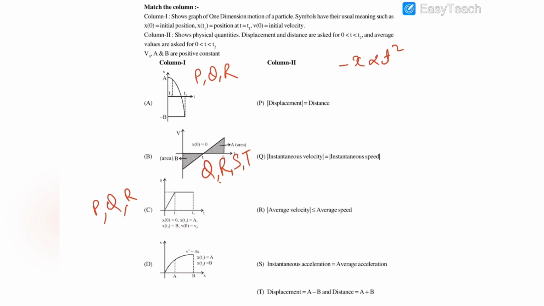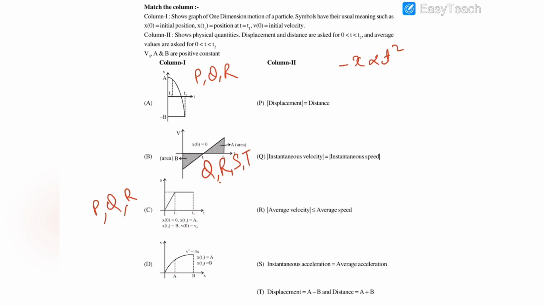And the fourth is that the instantaneous acceleration is equal to the average acceleration. So in this case you can see that the acceleration is variable. So for variable acceleration, we cannot say that the instantaneous acceleration is equal to the average acceleration. So therefore option S is not the correct matching for this option C. And option T, that the displacement is A minus B and distance is A plus B, is also wrong, because distance and displacement are equal in this case. So the only correct matchings are P, Q and R for option C.